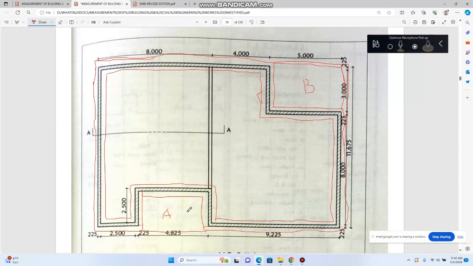So let's go back. So we shall take 4825 minus 450. Now, what will be the width of void A? What will be the width of void A? Someone unmute and say.